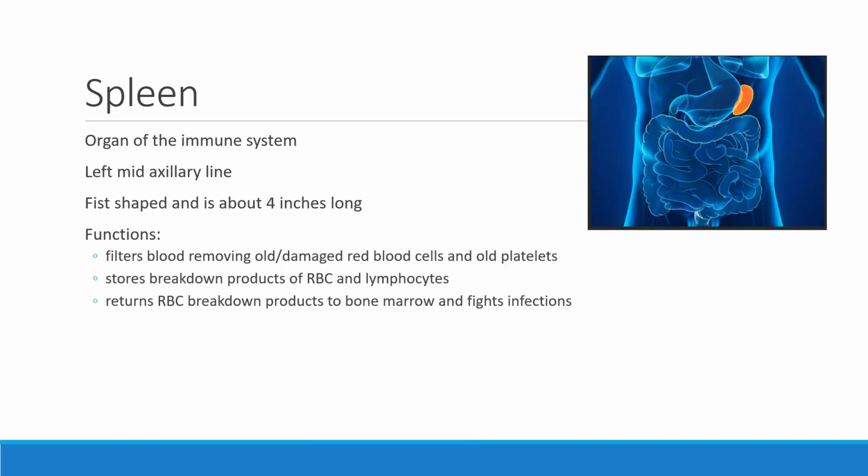The spleen is an organ of the immune system. It lies in the left mid-axillary line, as you can see from the photo on the left. It is fish-shaped and about 4 inches long. Its functions are to filter blood, removing old and damaged red blood cells and old platelets. It stores breakdown products of red blood cells and lymphocytes and returns red blood cell breakdown products to bone marrow, and helps to fight infection. It stores blood that can be released if there is significant blood loss.